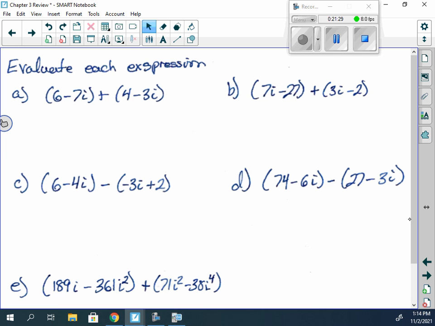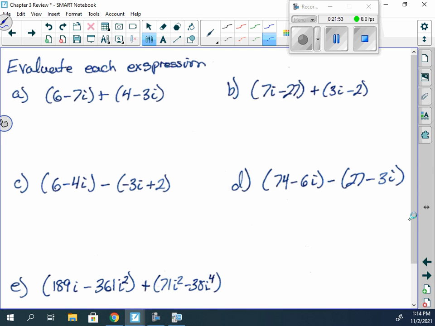So when we evaluate each one of these expressions, we're not going to come up with a single number. It's not going to be 14. Well, I take that back. It could be, but the i terms would have to cancel out. What I meant is that we're not solving for the value of i. We're just simplifying the expression.